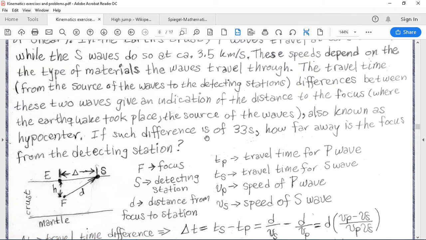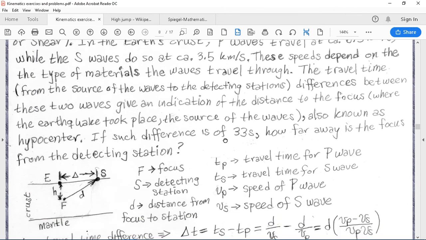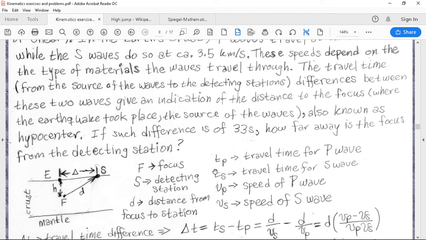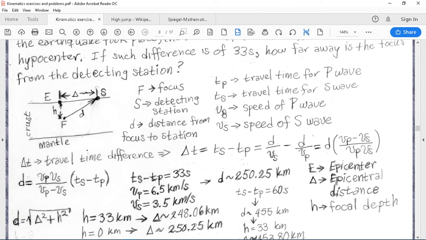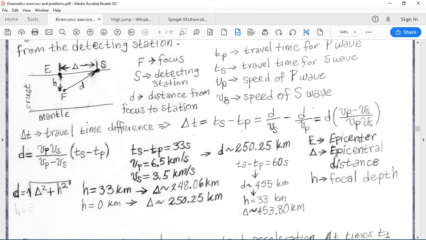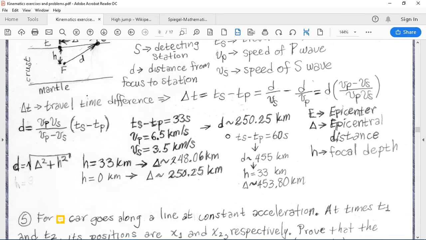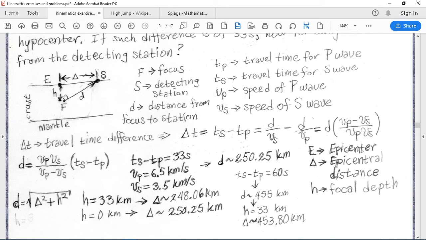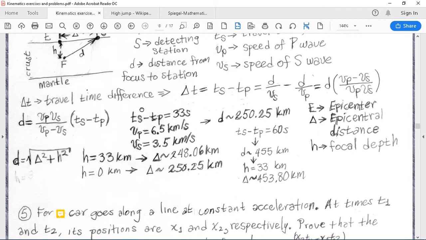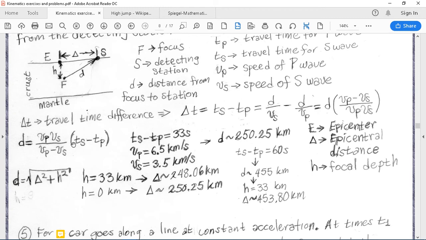Okay, this will be used later on in an explanation I will give on a rudimentary approximation one can make to determine the coordinates for the focus. Of course, assuming that the focus is within the crust.